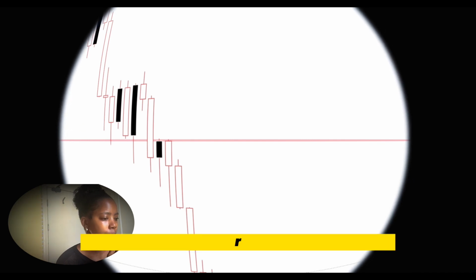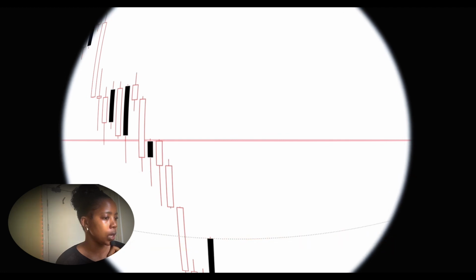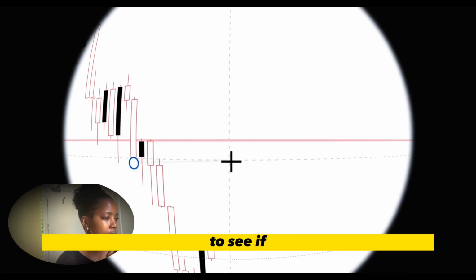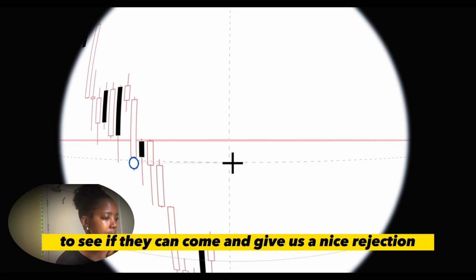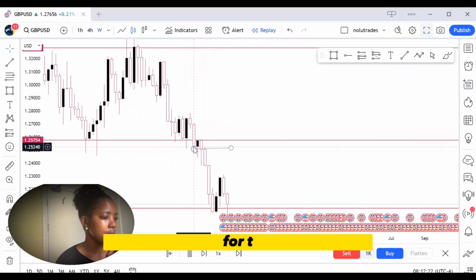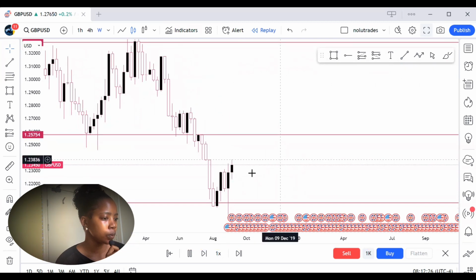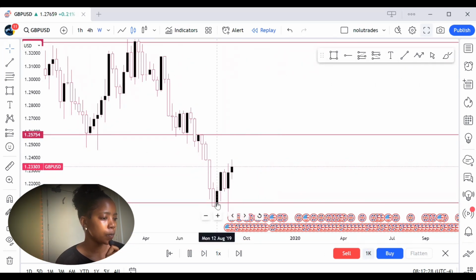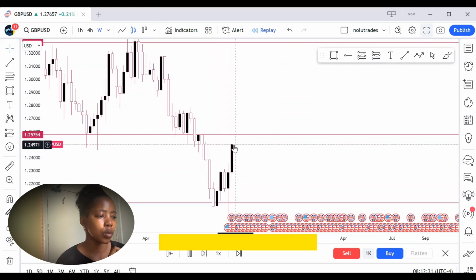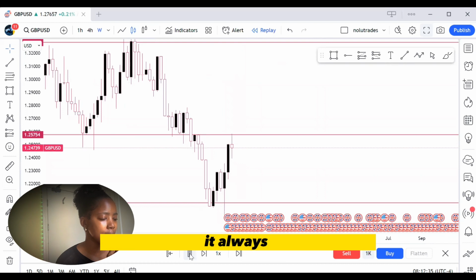Here's our nice push now. Remember, we are just waiting over here to see if they can come and give us a nice rejection to the downside for that middle of price right there. Nice. Those who are not confident to enter, you can always wait. It will come back. There's no panic. It always does come back.